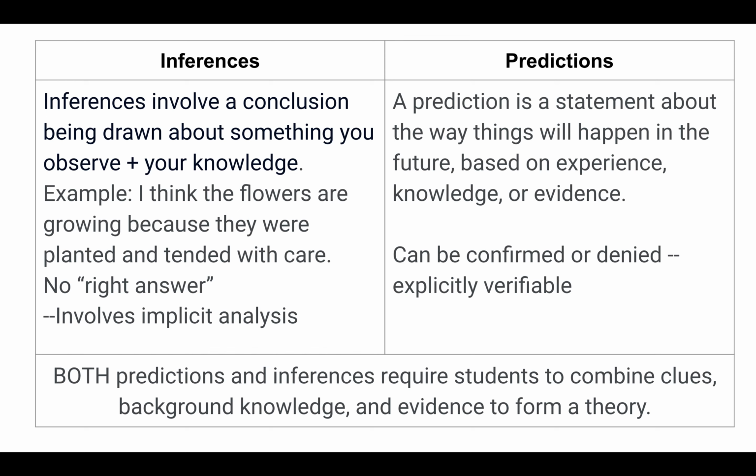So both inferences and predictions down here at the bottom, they do require students to combine clues. So they start with observations. That's the same part of the equation. The second part of the equation is also the same. So they also combine those clues with background knowledge in both of those, and evidence to form a theory. So clues and evidence are really the same type of concept. So they combine clues and evidence plus their background knowledge to form a theory. So inferences and predictions are both types of theories that students can form.